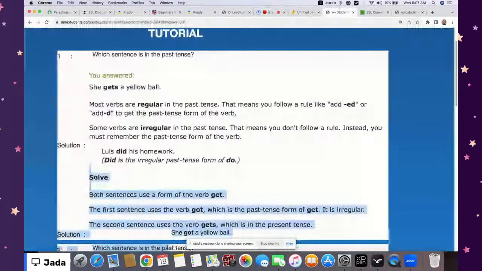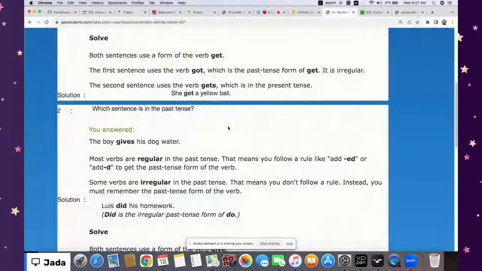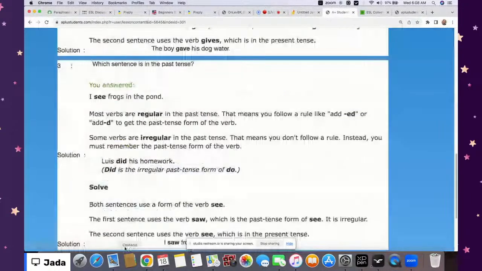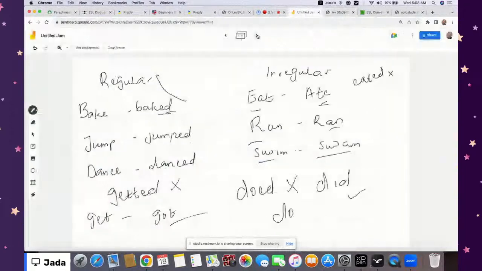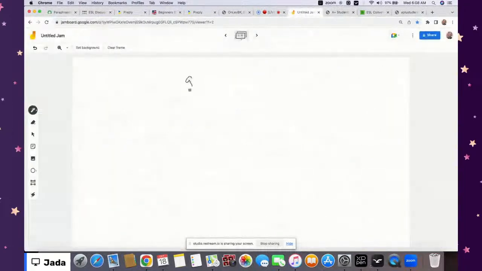The boy gives his dog water. So we're checking some examples now, which sentence is in the past tense. The boy gives his dog water, right? So what are we gonna say? For give it's gonna be gave. So it's gonna be like give, then gave. You cannot say give with ed. No, it's gonna be gave to show past.